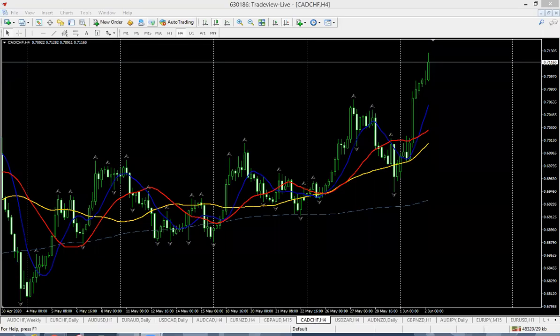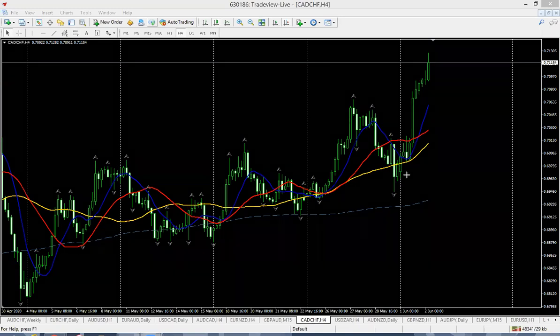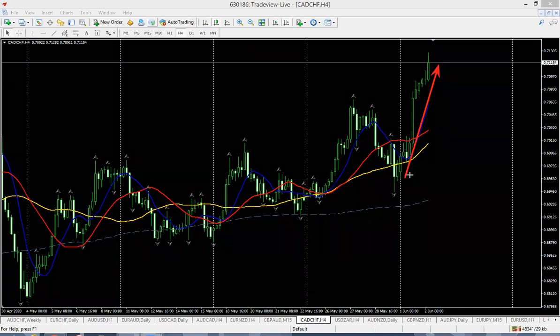Hey there, traders. We're about to take a look at another exceptionally wonderful trade. That's this trade here on the CADCHF. So we're looking at this aspect of it here. What I'm going to do is go over this trade with you, what made me take it, etc.